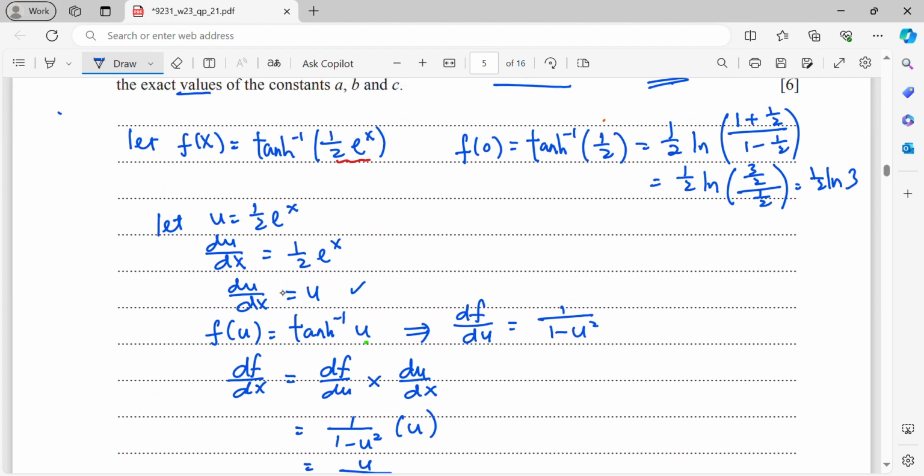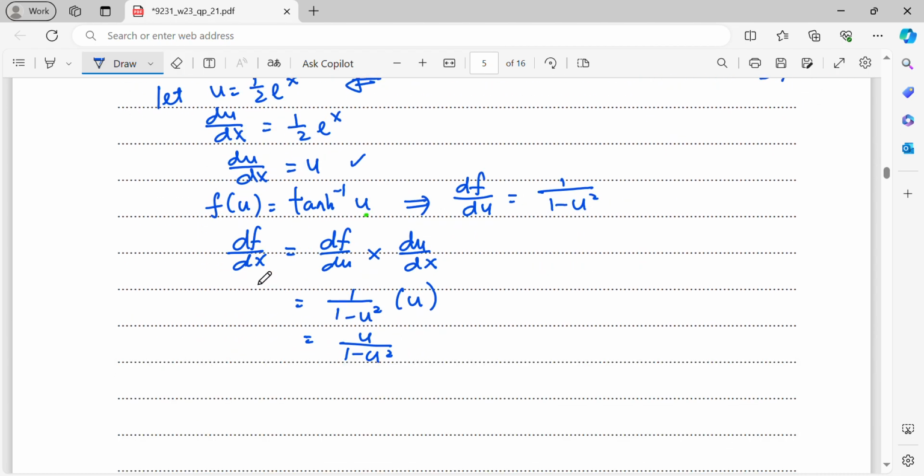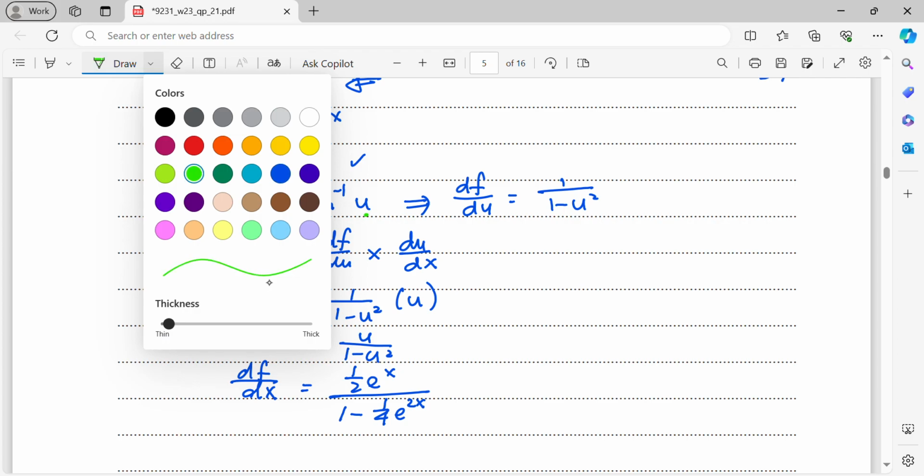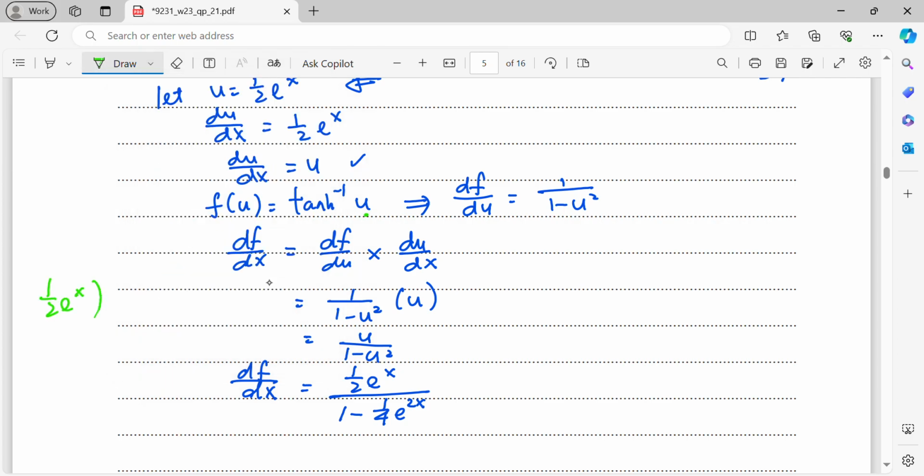My u is basically half e^x. So that means now my df over dx is basically half e^x divided by 1 minus the square of half e^x. So it will be 1 over 4 e^x. Just for information, half e^x squared is half squared times (e^x) squared. So this is going to be 1 over 4. (e^x) squared is basically e^(2x). Right, this is how I get it.